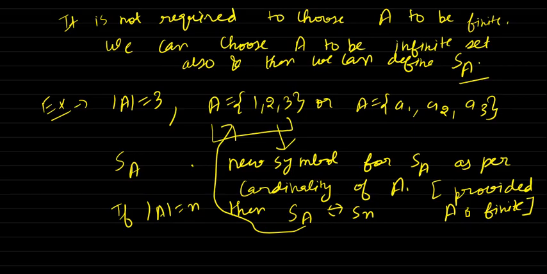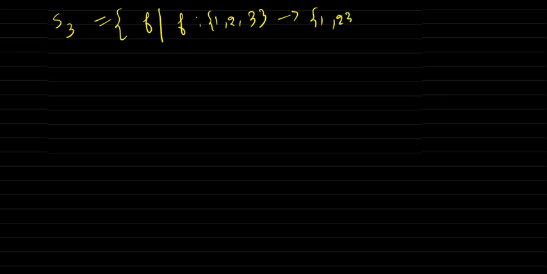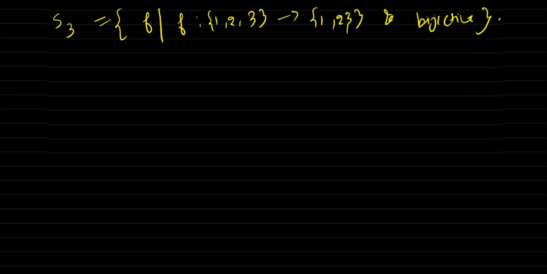Okay, so these are our notation and convention. Now under this notation and convention, if I have to define S3, then what does S3 have? S3 has those functions which are from {1, 2, 3} to {1, 2, 3} and bijective. So this is the set. How will the functions look? Clearly we can make elements like this. We have 1, 2, 3. 1 goes to 1, 2 goes to 2, 3 goes to 3. This is one function.